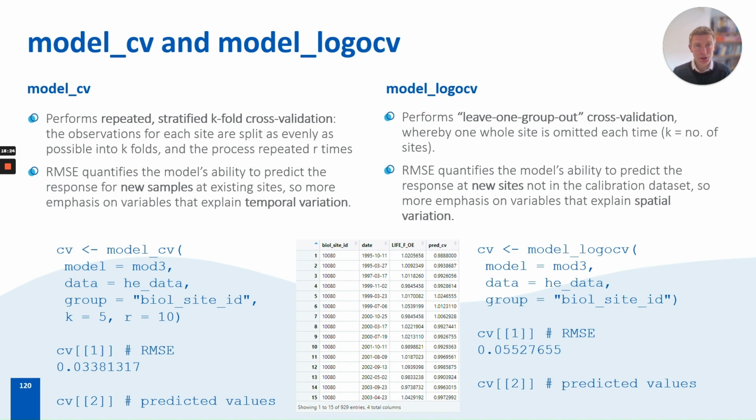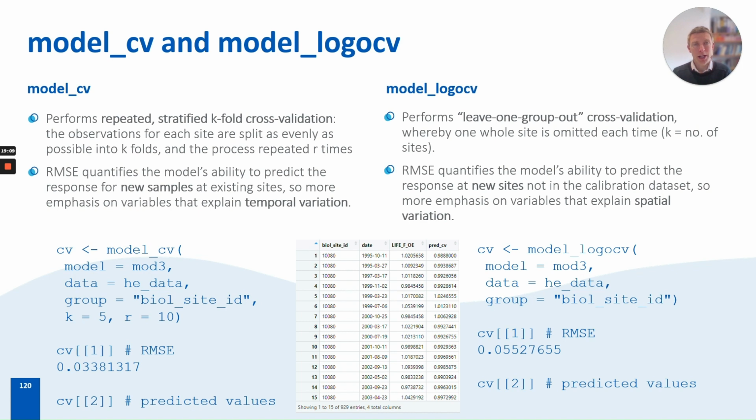The second function that you can use in the HE2 toolkit is the leave one group out cross-validation function. As the name suggests, this works in a slightly different way. Rather than stratifying the cross-validation process by site, we simply leave out one whole site from our dataset each time. This essentially means that the number of folds, k, is equal to the number of sites. So in essence, we take our complete dataset, remove one site, fit the model to all of the remaining sites, and then use that model to predict the response for the individual site that we excluded. And then we repeat that process for every site in our dataset.